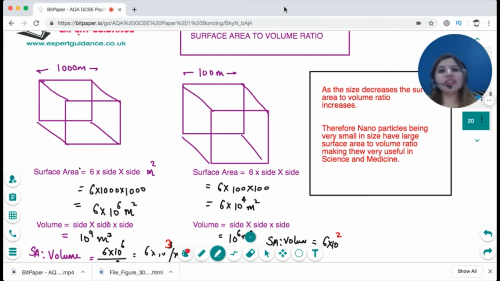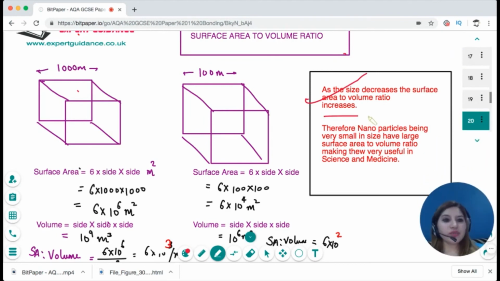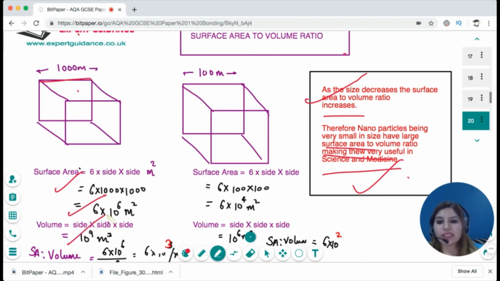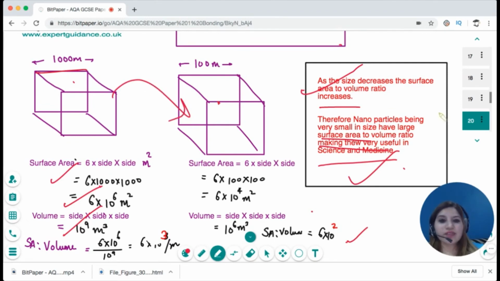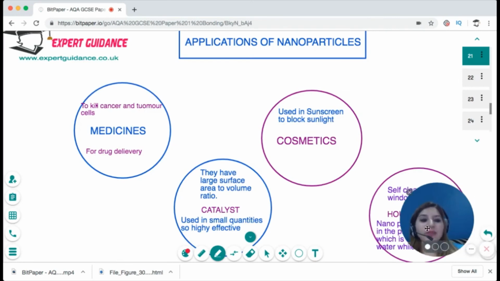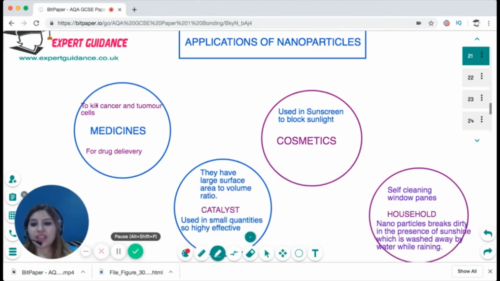Now, why are nanoparticles important? Because as the size decreases, the surface area to volume ratio increases. Therefore, nanoparticles being very small have a large surface area to volume ratio, making them very useful in science and medicine. You can see if you have a cube of 1000 meters, its surface area would be 6 times 1000 by 1000, which is 6 times 10 to the power 6, and volume would be 10 to the power 9. So surface area to volume ratio is 6 times 10 to the power minus 3. On the other hand, when you have 100, then the surface area to volume ratio is 6 times 10 to the power minus 2. So with a decrease in size, surface area to volume ratio increases. Therefore, nanoparticles are very important, having high surface area to volume ratio.